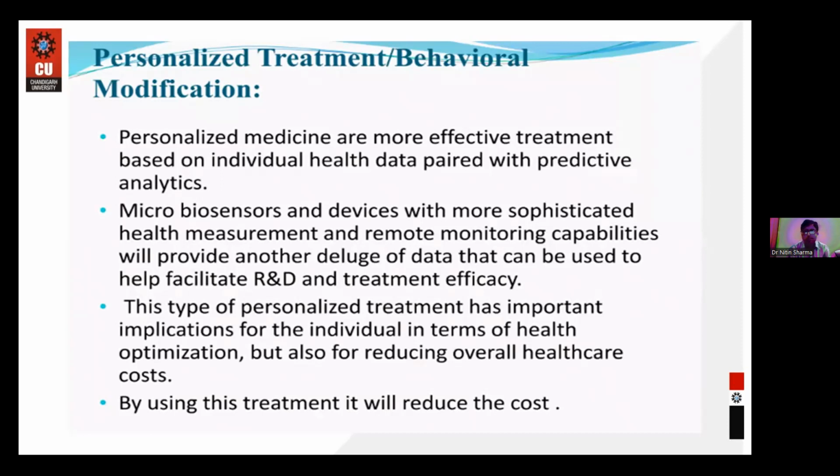This type of personalized treatment has important implications for the individual in terms of health optimization, but also for reducing overall healthcare costs, right? So cost will be reduced because you are well aware in advance that some particular issue is there in the body. You are observing that for 15 days, you can cure that in advance, right? By using this treatment, it will reduce that. That's the sense of how the cost reduction happens. Before going into a big problem, we are just taking curable action in advance.